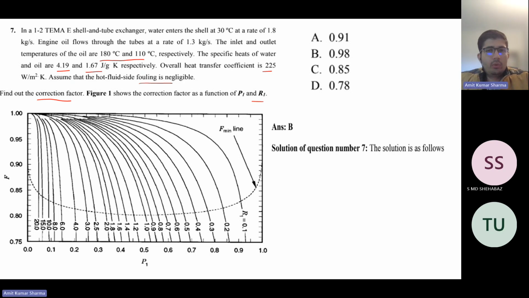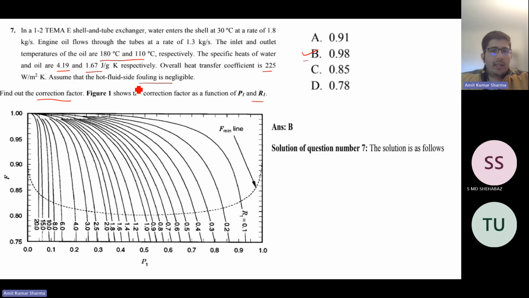So first of all, try to note down all the data. And the answer is B. We will find out how the answer is coming. So first try to note down all the data. After writing the data, try to recall the class notes and then try to solve it.